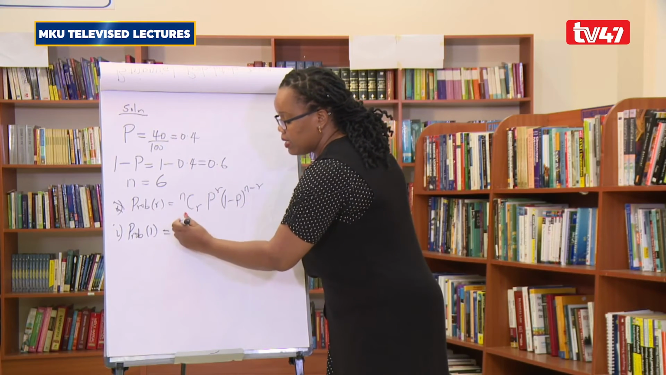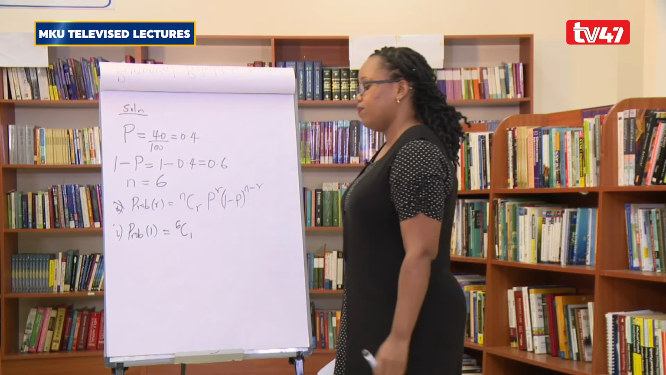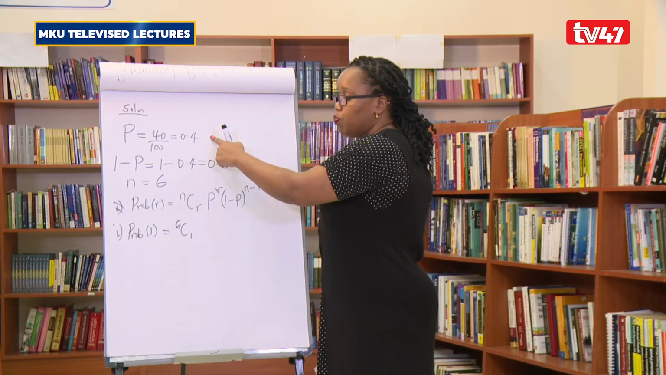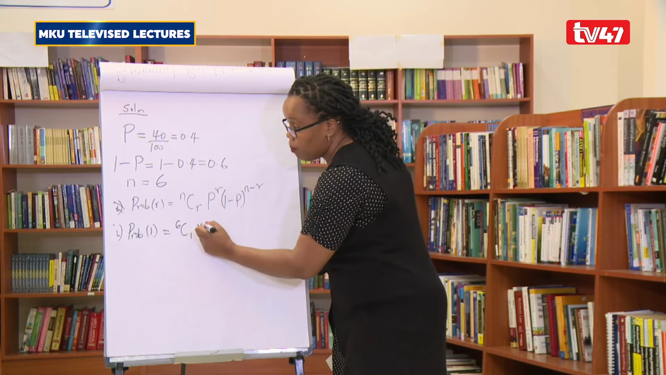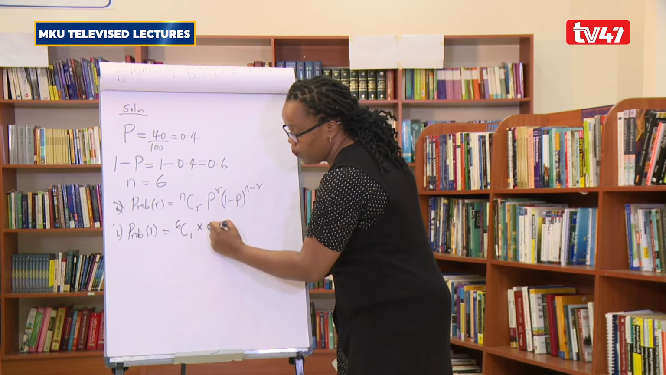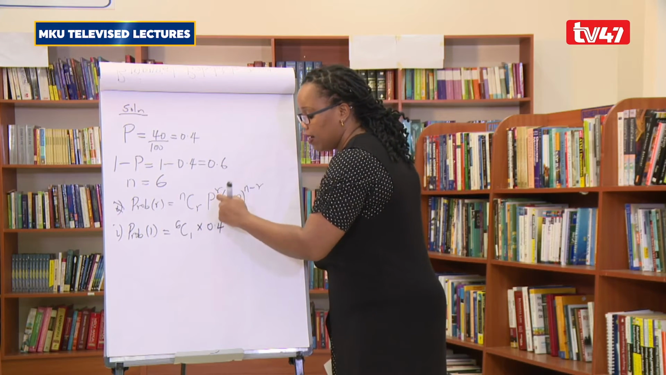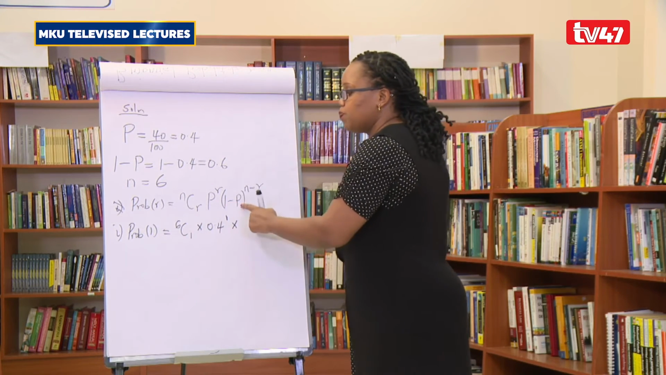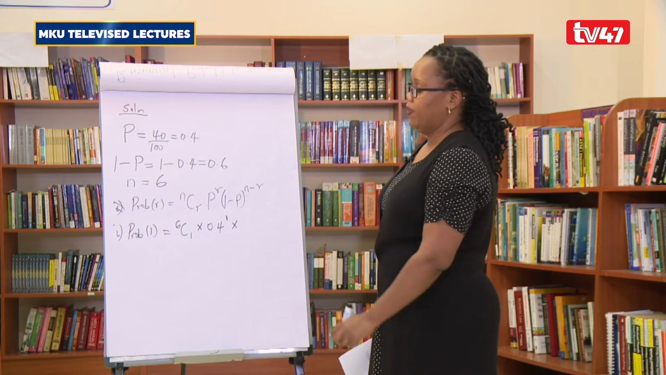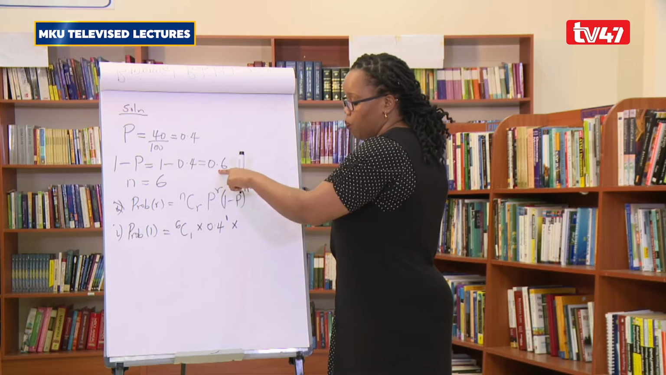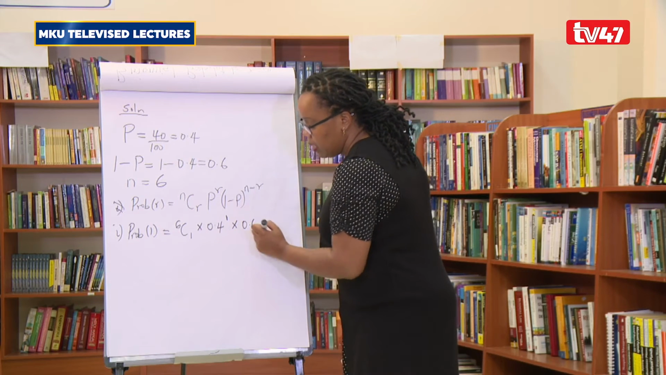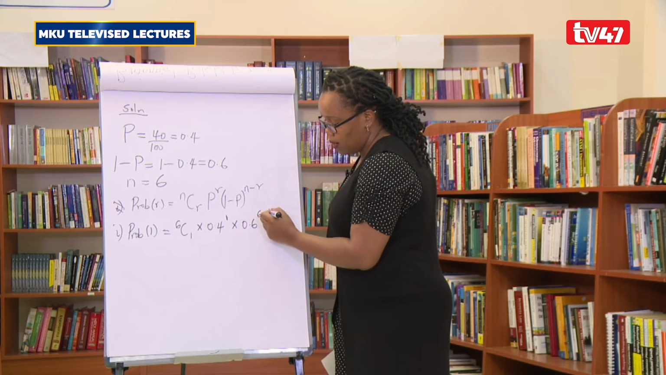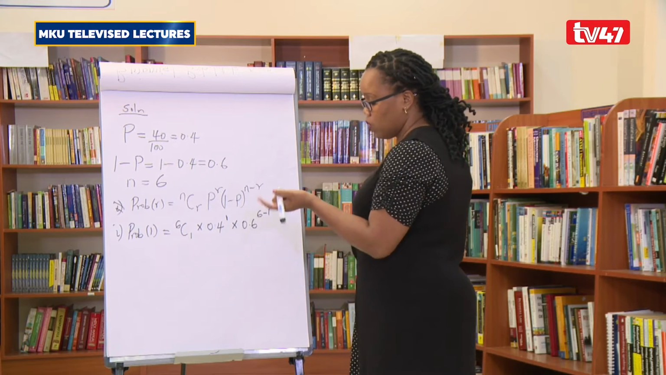N is 6, so 6 combination 1. What is P? We have already found P to be 0.4. So we are multiplying by 0.4, which is raised to power R. Our R is 1, multiplied by 1 minus P, which is our probability of failure, 0.6, raised to power N minus R. Our N is 6, minus 1, which is 5.